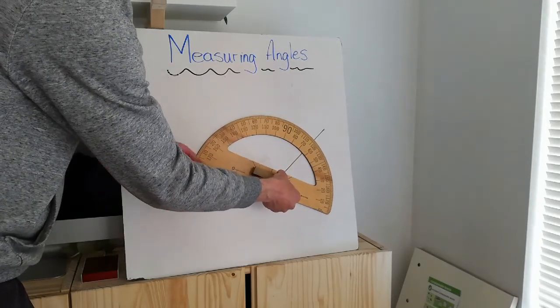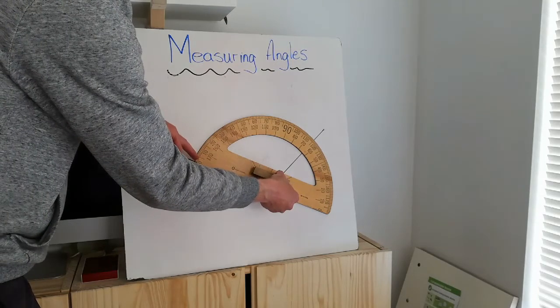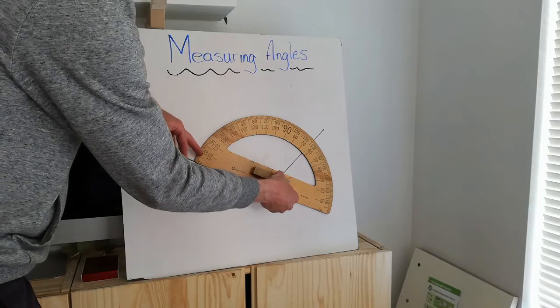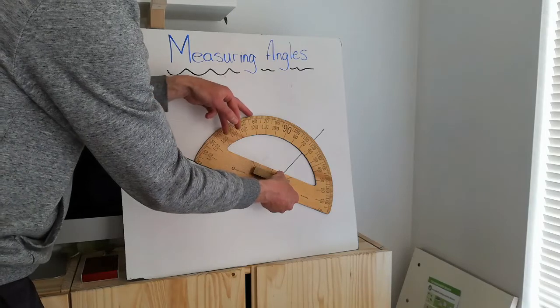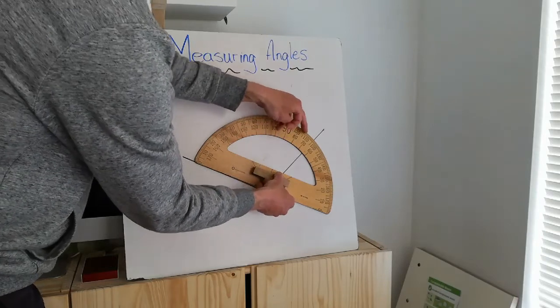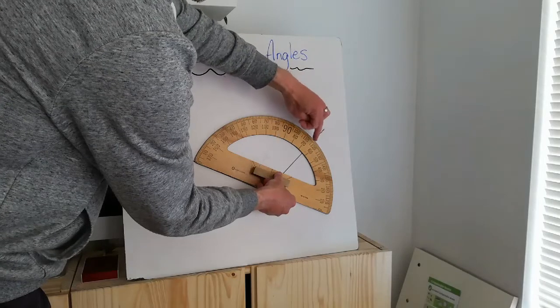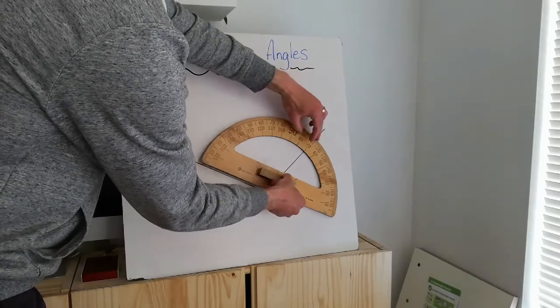But again, start at 0. This is where you're starting. This is your starting point where you've lined up. So start here at 0. If you go all the way around from 0, 10, 20, 30, you go past 90, past the right angle, 100, 110, and then it comes out right around 115. So reading the right number, about 115 degrees.